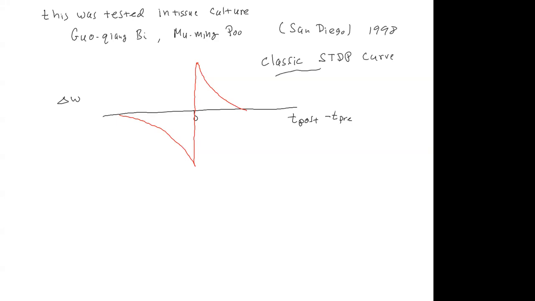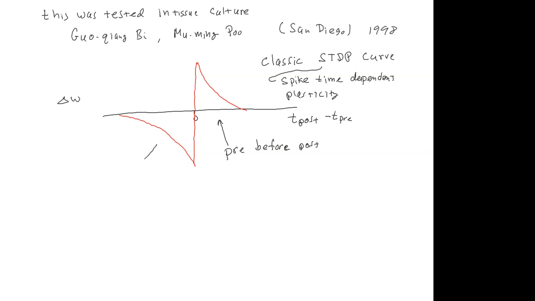And STDP stands for spike time dependent plasticity. And it's nice because it looks really causal. In this regime, presynaptic spike comes before post. The presynaptic spike happens before the postsynaptic spike. It looks like it's causing the neuron to fire.